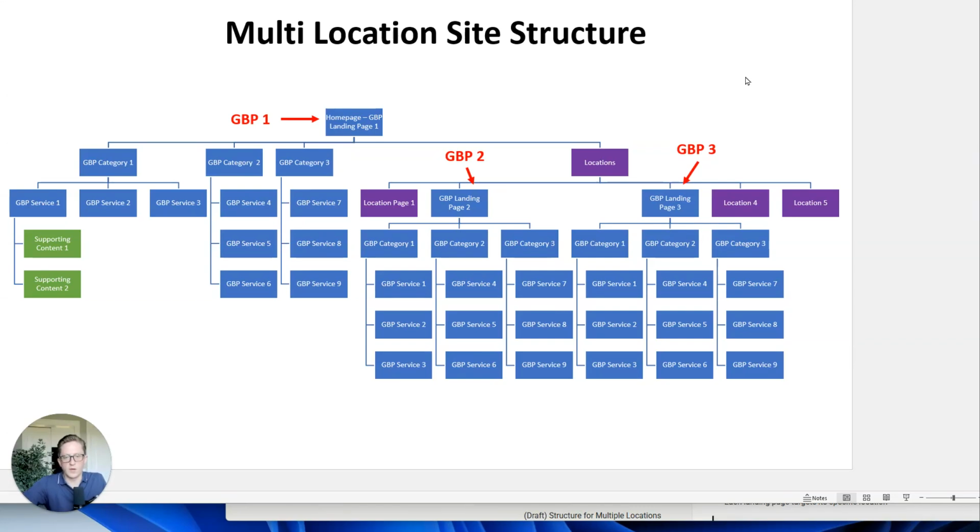So let me walk through how we would structure a multi-location site. The first caveat on this is whenever we look at a new prospective client, and they have a multi-location setup, that means they have more than one GBP, they've almost always linked all of their GBPs to the homepage. So the structure that we're going through here is the most recommended way to do this, and it gets ranking results faster than linking everything to the homepage.